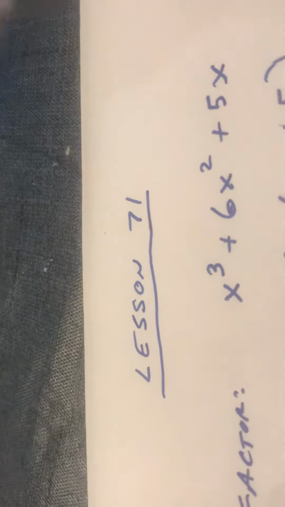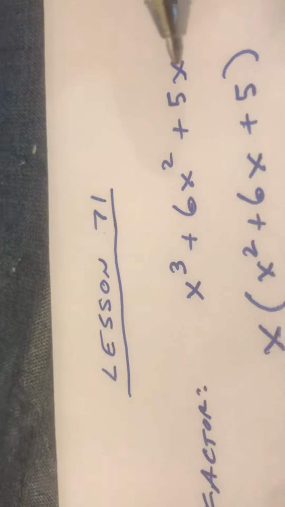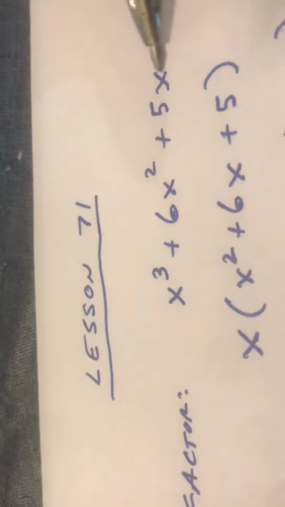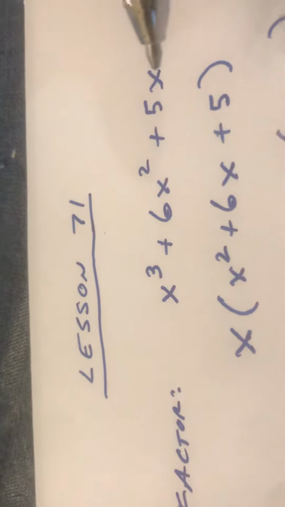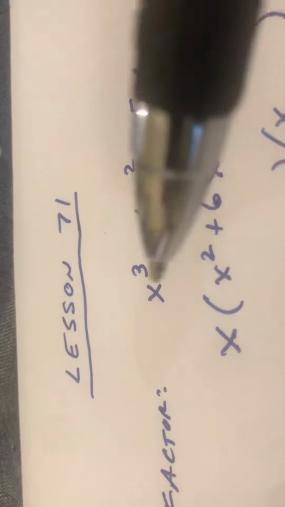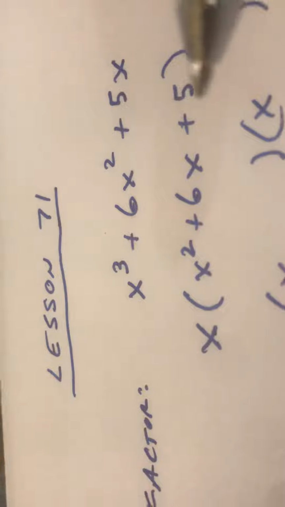Okay, lesson 71. This is trinomial factoring, but first you want to take out the greatest common factor. We see that there's an x. Each one of these has an x. Remember that the greatest common factor is usually the lowest power. Actually, it's always the lowest power. So I'm going to take out an x from each one. So I'm left with x squared, 6x, and 5.